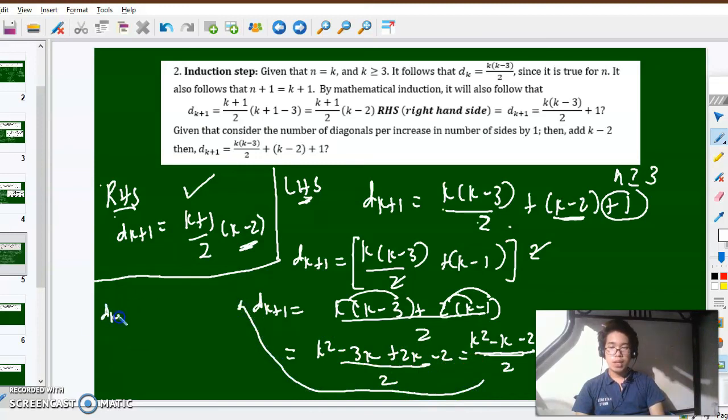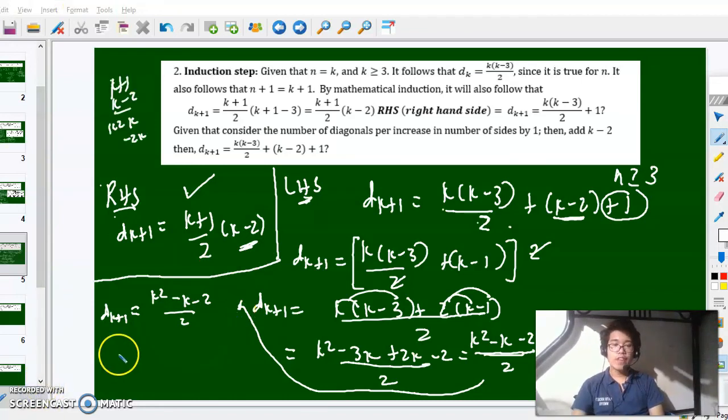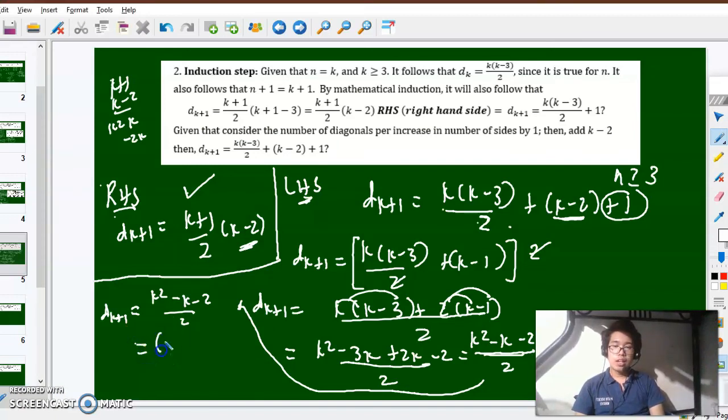So d sub k plus 1 is equal to the factor of k squared minus k minus 2 all over 2. Okay, so we have to factor k squared minus k minus 2 all over 2. And the factor of that is going to be k plus 1 multiplied by k minus 2 all over 2. And there you go. That's how we got the answer right here.